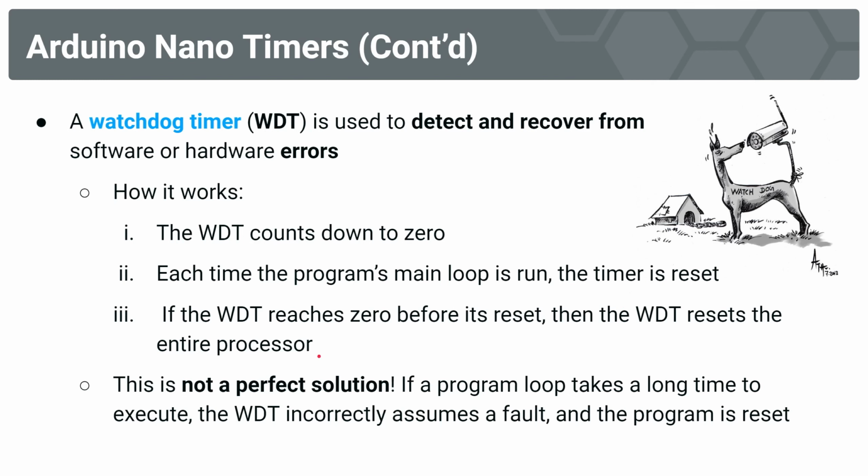So the idea here is that if the main loop runs for too long, then an error probably occurred. And so the WDT will reset the processor. But this is not a perfect solution, because sometimes a program loop just takes a long time because the code takes a long time to run. And so the WDT is a very imprecise method of detecting and recovering from errors, because it'll just incorrectly assume a fault exists if the program takes too long, and then it'll just constantly reset the program. But it exists as an option, and it does work for some simple use cases in embedded systems.